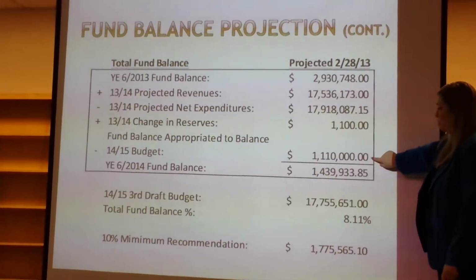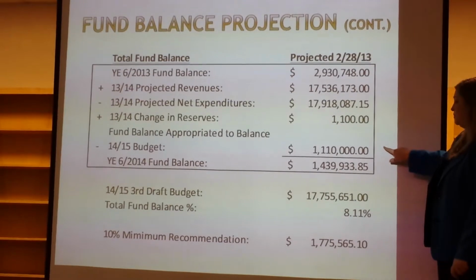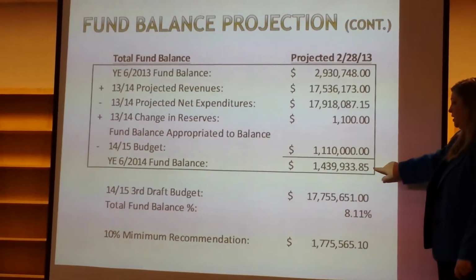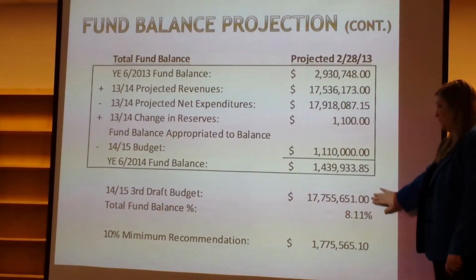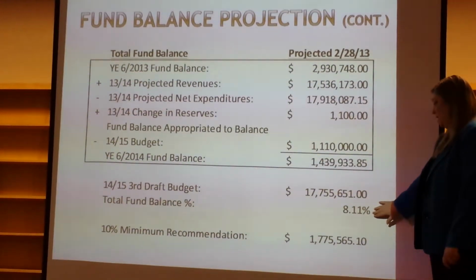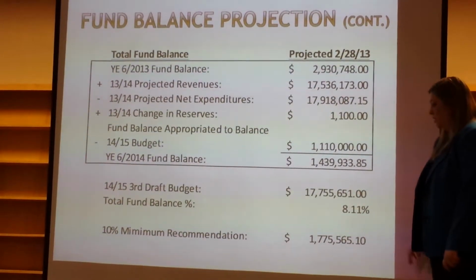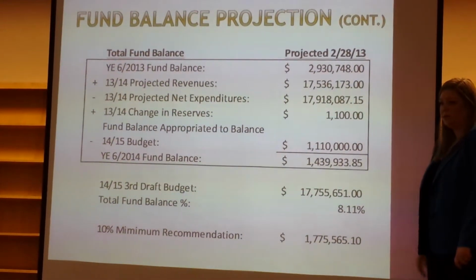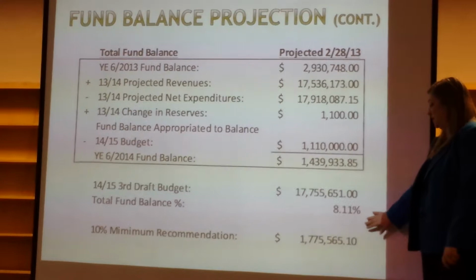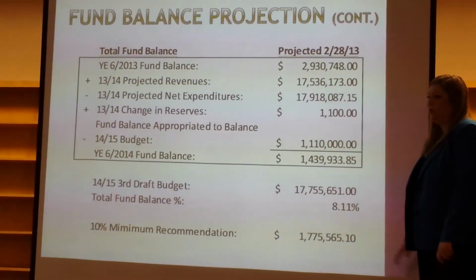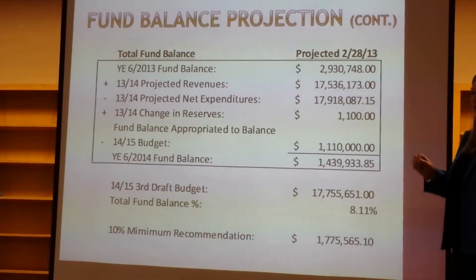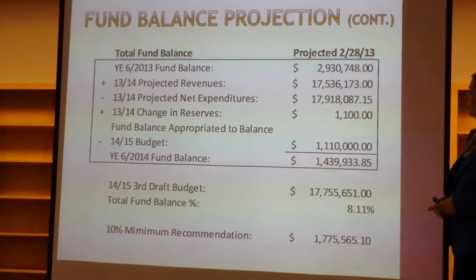Again, taking out the 1.1 that we're plugging into next year's budget, and it leaves us with 1.439. So that, on a projected budget, is 8.11%. If you don't have at least 10%, you earn points on that fiscal stress. So 8% isn't awful, but it's not great, and it isn't great when we have 0.23% of our unappropriated fund balance.